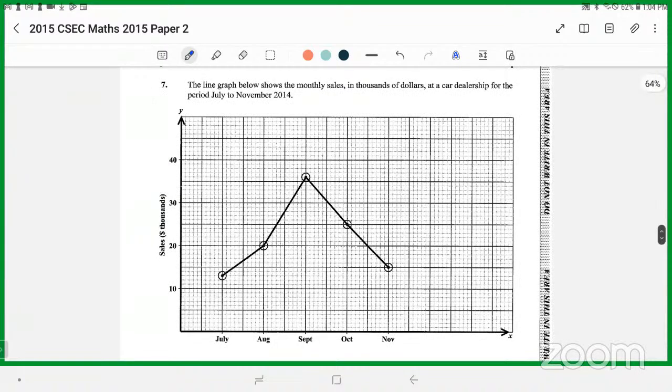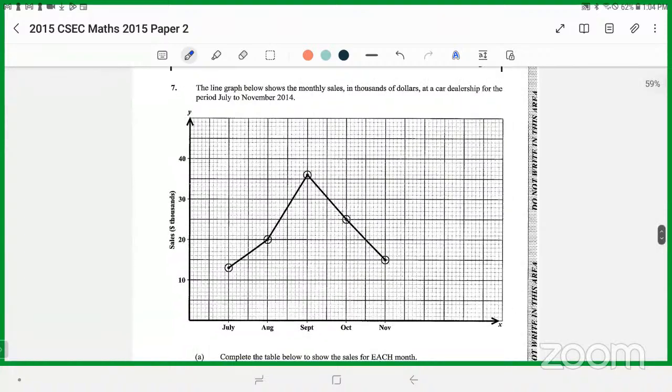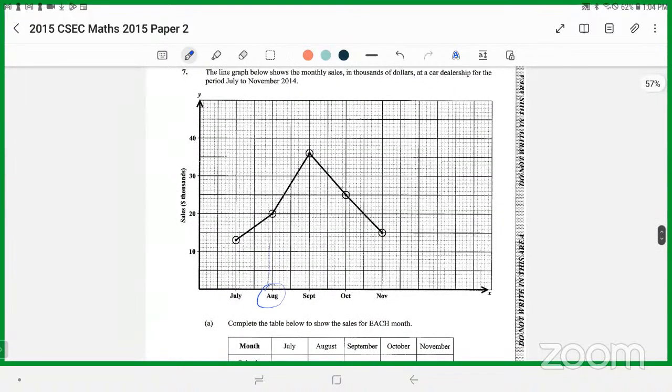All right. So this is in thousands of dollars. For example, this 40 means $40,000, right? And these are the months. So these are sales figures in thousands of dollars in those months at the dealership. So for example, in August, they sold $20,000, right?